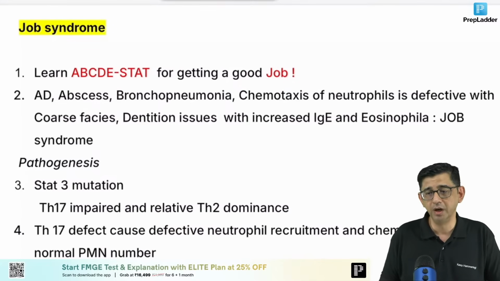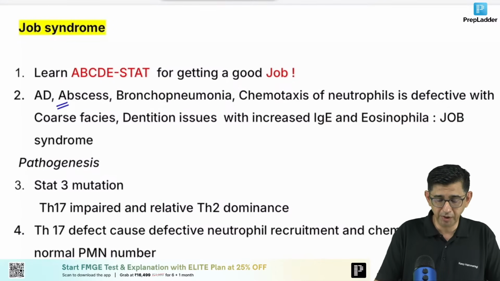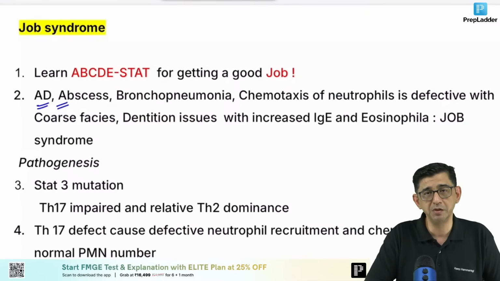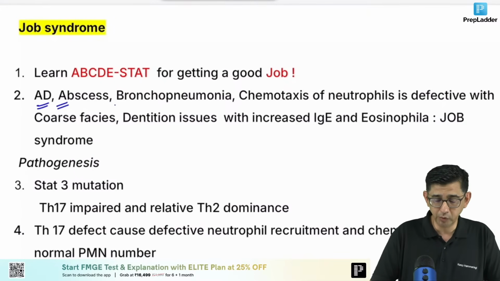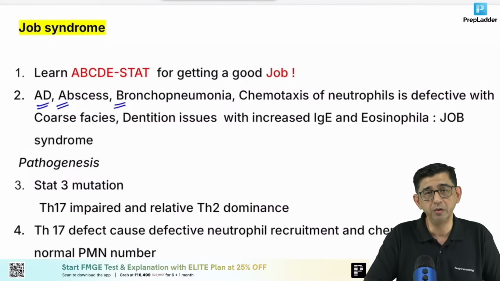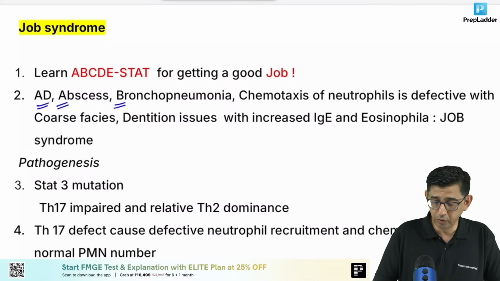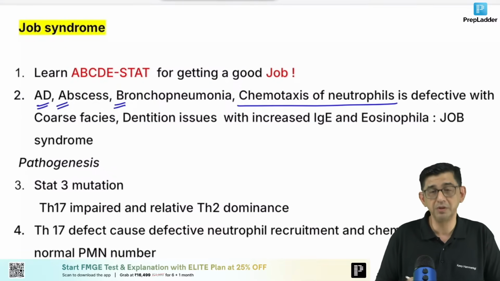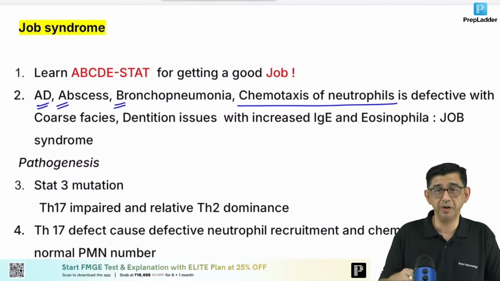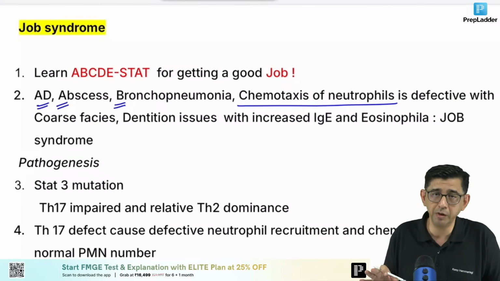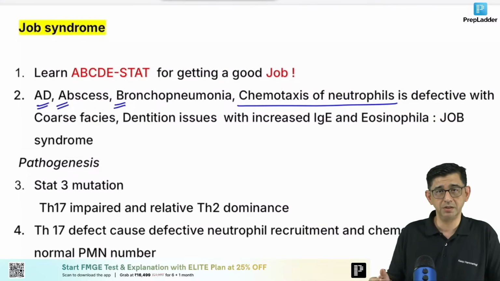So what you get from A component here is autosomal dominant and abscess formation, and then there is poor quality neutrophils. Because of poor quality neutrophils, there would be bronchopneumonia occurring in a patient. What is the problem with the neutrophils? The problem in the neutrophils is chemotaxis of the neutrophils is defective. Like once I was saying respiratory burst is defective, here I'm not saying respiratory burst. I'm saying it's the chemotaxis of the neutrophils.